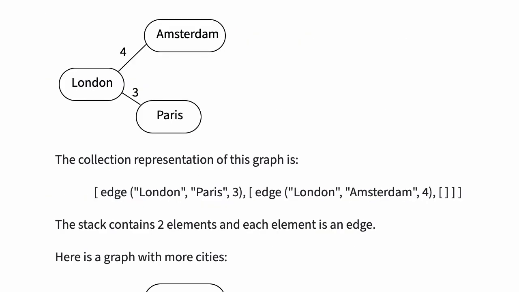For example, consider this simple graph. The collection representation of this graph is edge London, Paris 3 and edge London, Amsterdam 4. The stack contains two elements and each element is an edge.